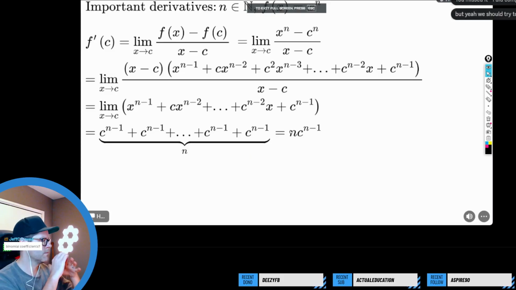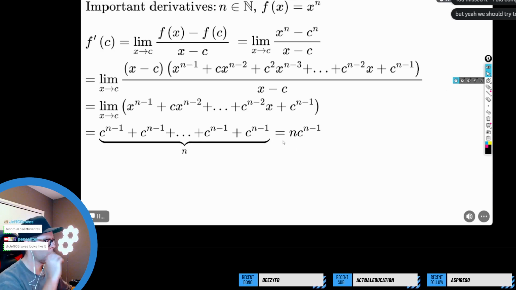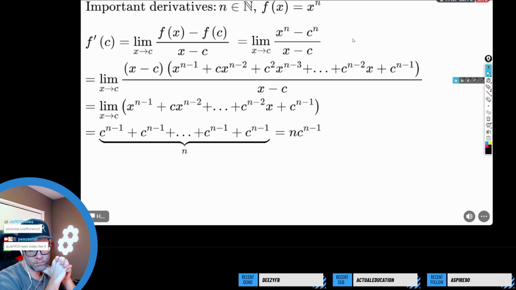You can see which later is this, which is the power rule. It's a very good thing when we take derivatives. This is a very common function type, x to the n.